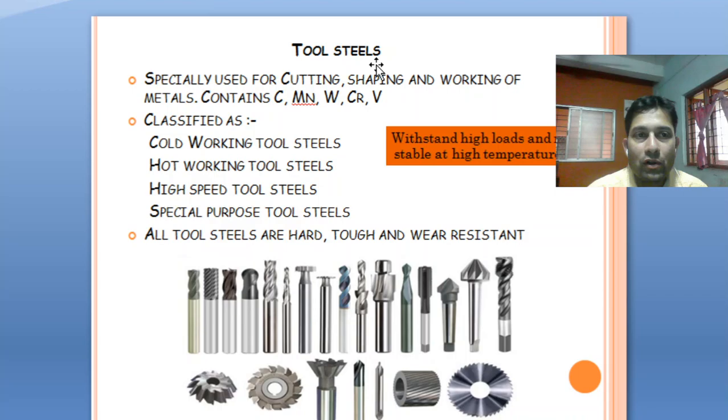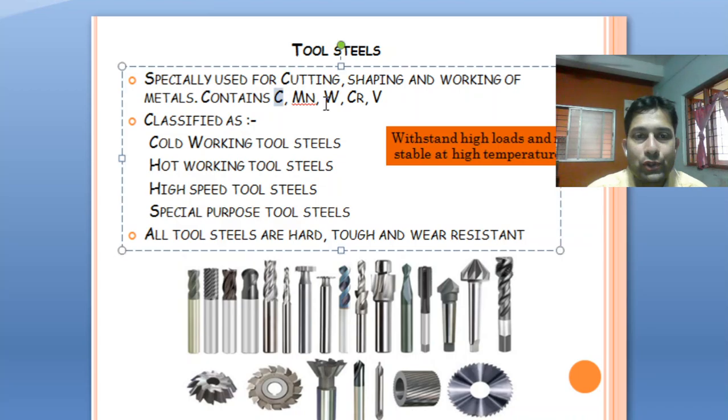A tool steel is one which basically contains the following elements: carbon, magnesium, tungsten, chromium and vanadium. You know from the basics that as you go on adding carbon to any metal, its hardness and brittleness increases, and the same is the case with tool steels also. So here we add a large percentage of carbon to increase its hardness and wear resistant properties.